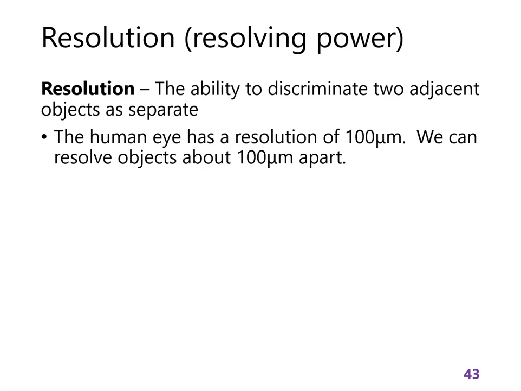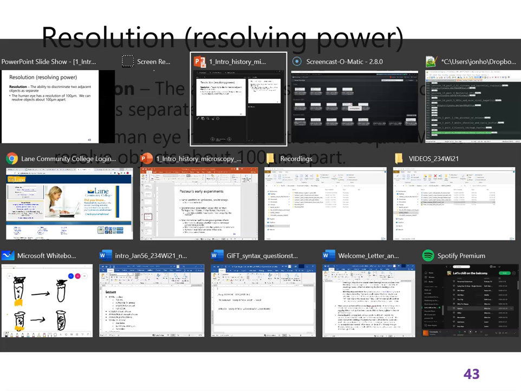So the human eye has a resolution of around 100 micrometers. How many millimeters is that? How many millimeters is 100 micrometers? Why don't you just pause this video and come back and we'll make sure we're on the same page. 3, 2, 1, pause.